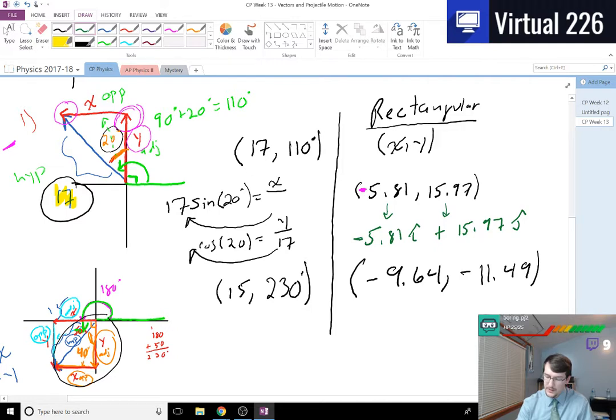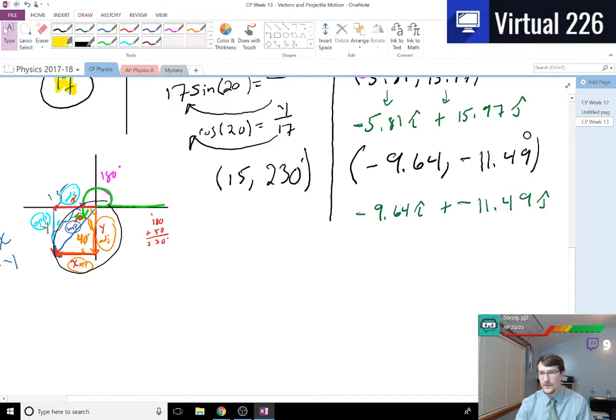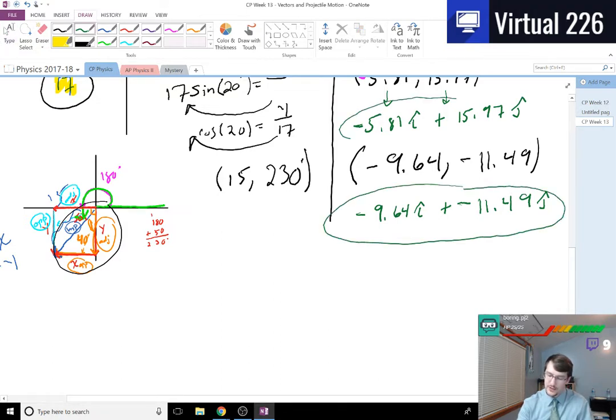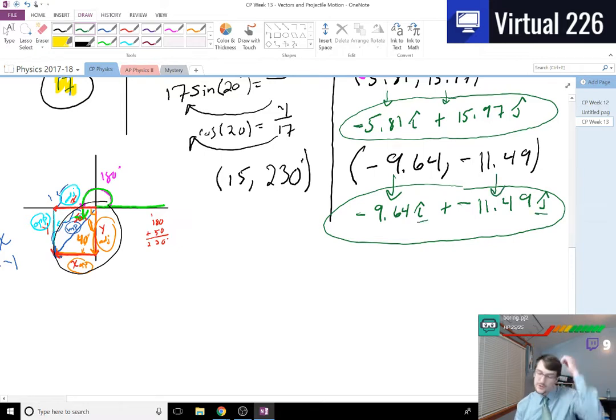I can rewrite the second one, negative 9.64 i hat plus, or you could call it minus, because this is a negative 11.49 j hat. So if you want to say plus negative, that's fine. If you want to just say negative or subtraction, that's fine. The key here is that you're using the i and j hat. They are just the x and the y quantities, followed by i hat and j hat. Okay? And that's how you do unit vector notation.